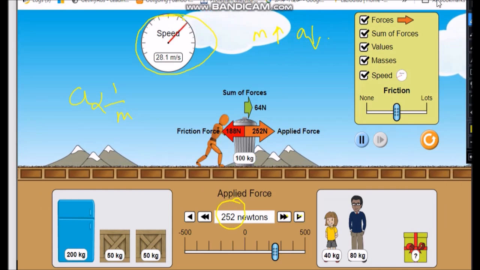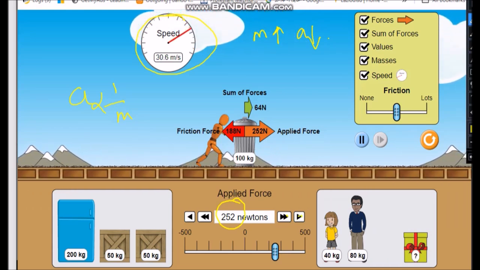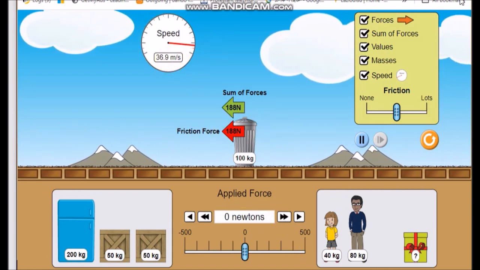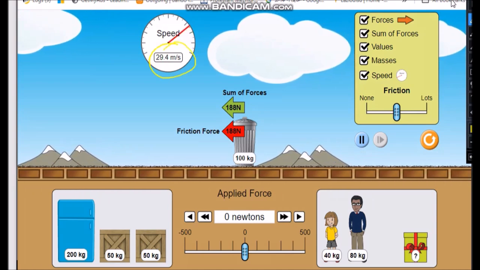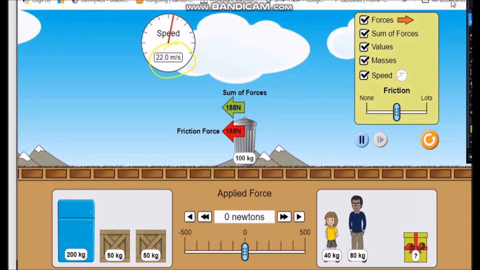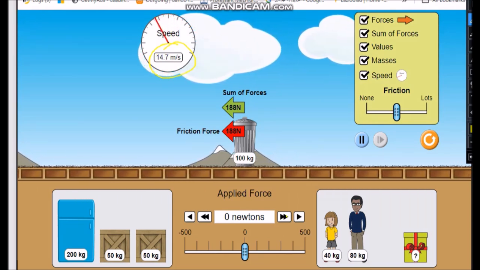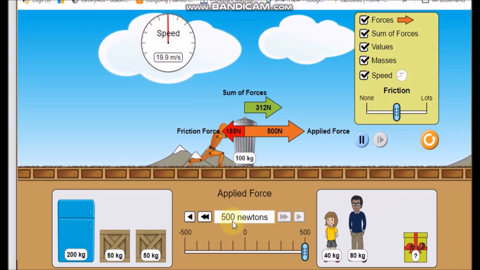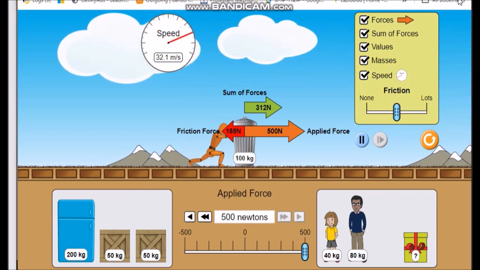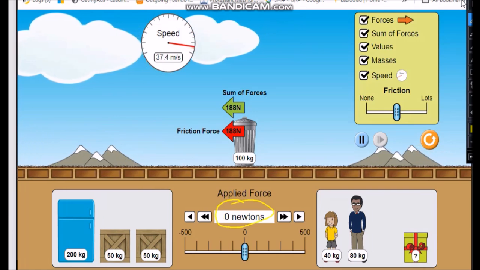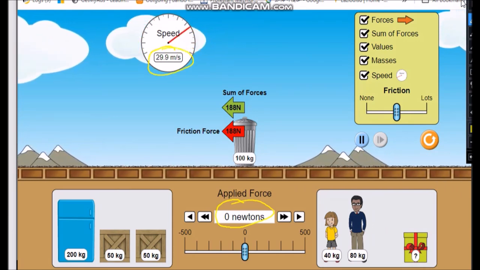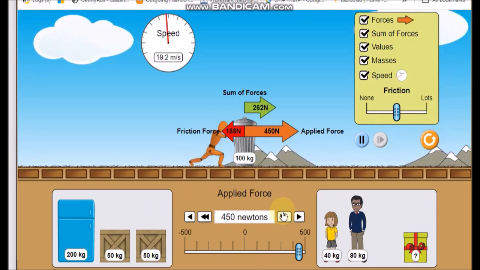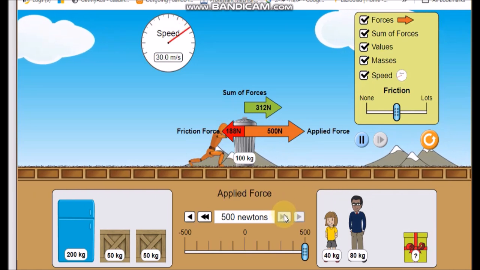And if we increase the force here, we give the system 252 newtons. If we increase the force, then its speed will increase. Look, 300, now 400. We see the speed is increasing. You see the speed increase. We give here 500 newtons. Look, the velocity increases. Sorry, the force of the man is less. Okay, good.